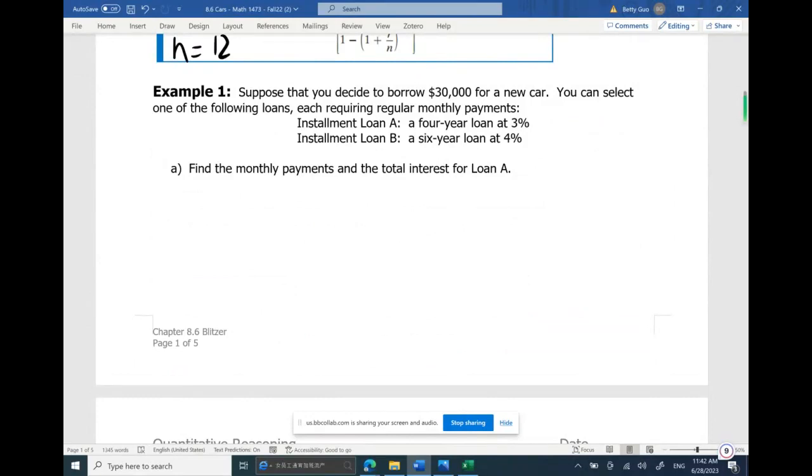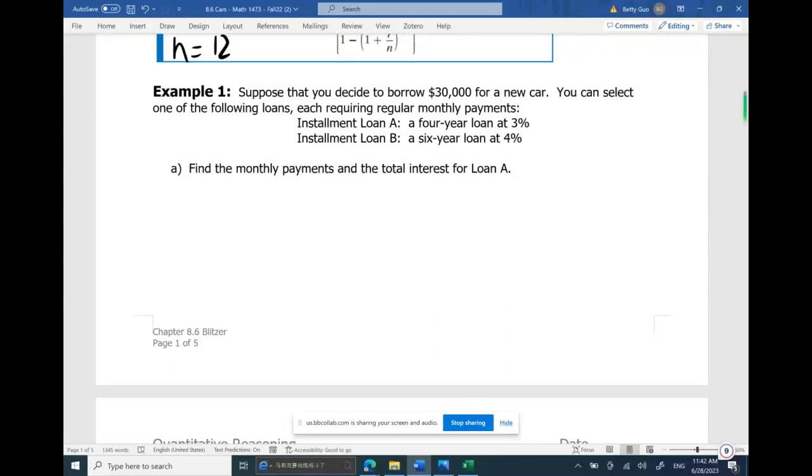The first plan, installment loan A, is a 4-year loan at a 3% annual interest rate. The second plan, Plan B, is a 6-year loan at 4%. Plan A has a shorter period of time. You need to pay back the money you owe in 4 years, but with a lower interest rate. With Plan B, you have more time to pay back the loan, 6 years, but the interest rate is higher. Do you see the balance? The loan with a shorter time has a lower interest, and the loan with a longer time has a higher interest.